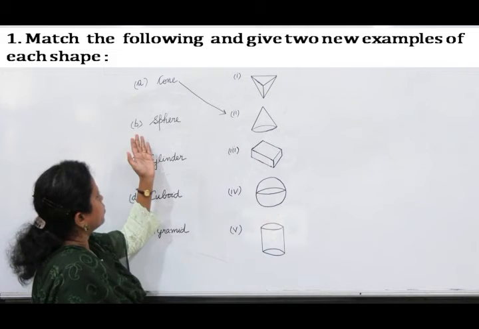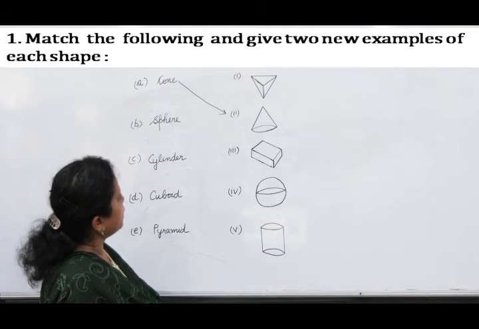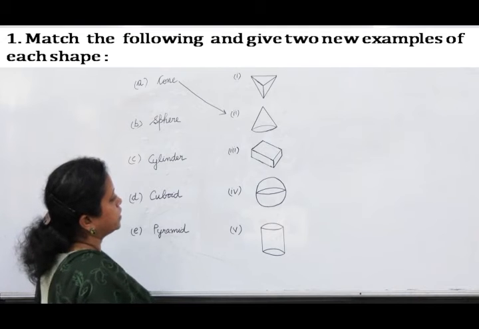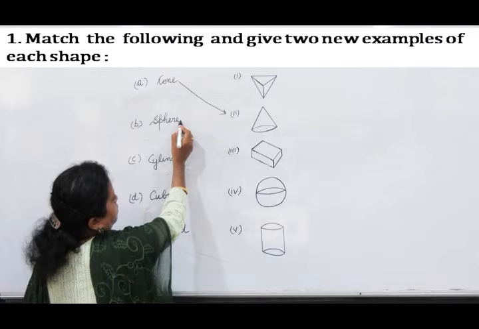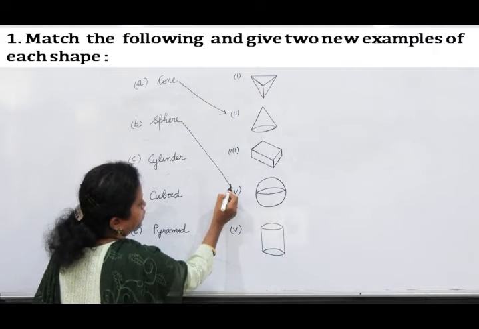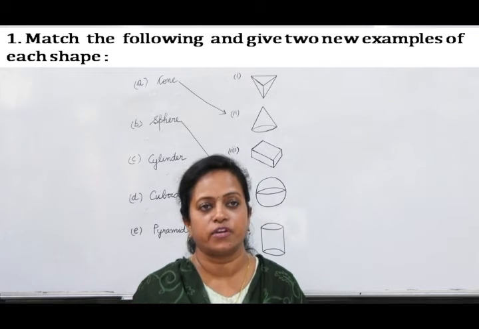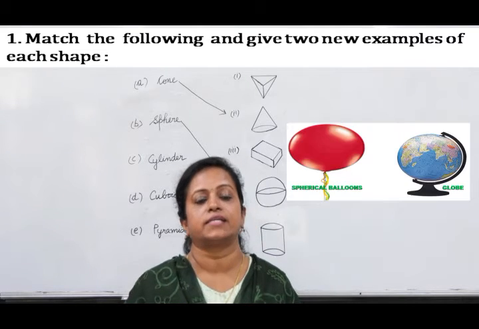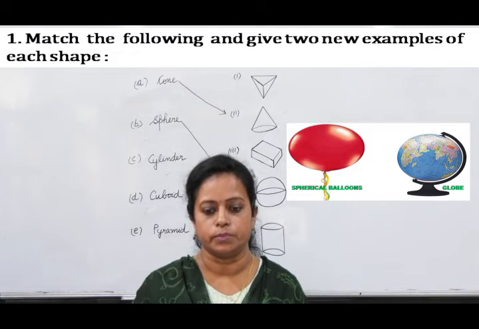Now the second option that is given here is sphere. Now which option matches for sphere? You can see that this is the spherical shape. So option number B, the answer will be 4. Now can you give 2 other examples for sphere or spherical shaped objects? It can be the spherical balloons or it can be the globe.